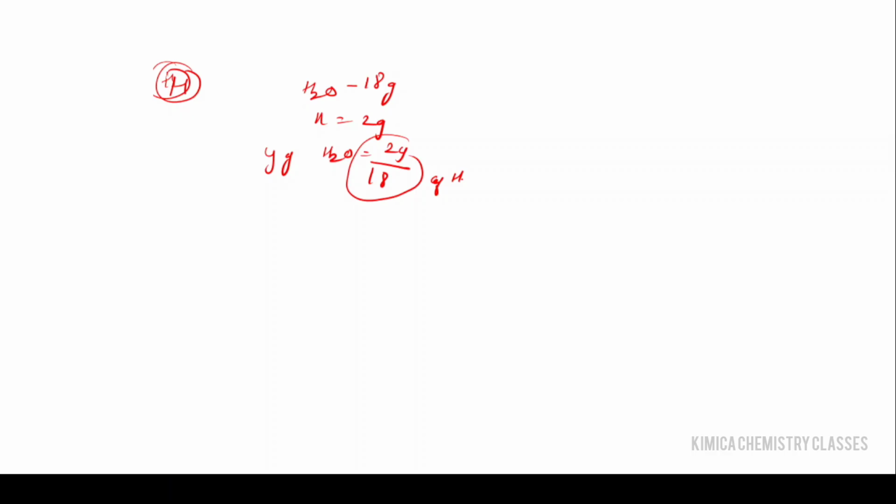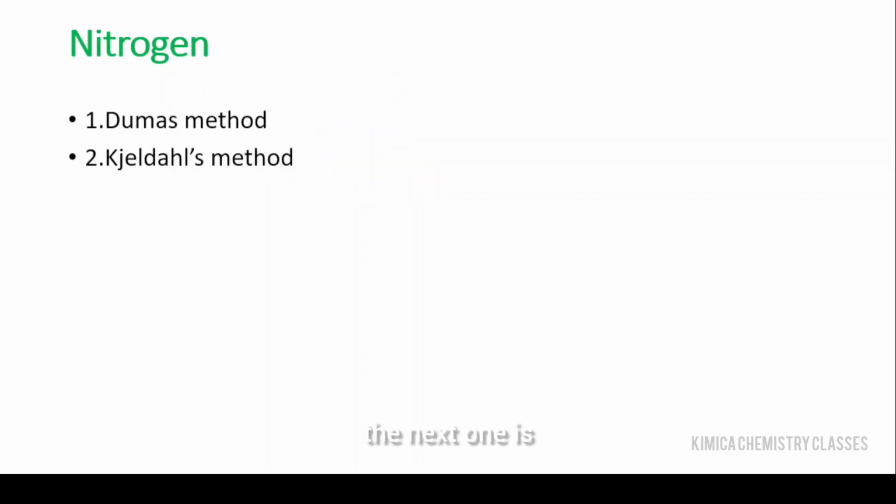So the next one is estimation of nitrogen. There are two methods commonly used for estimation of nitrogen: the Dumas method and the Kjeldahl method. First of all, we discuss the Dumas method.